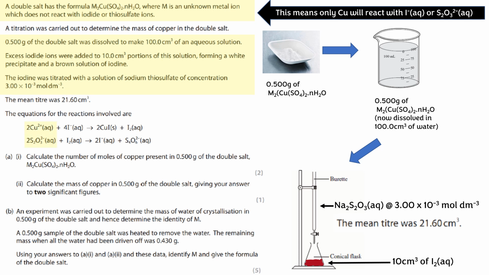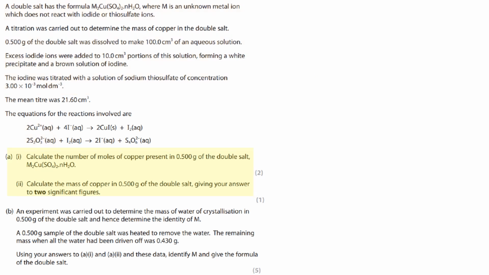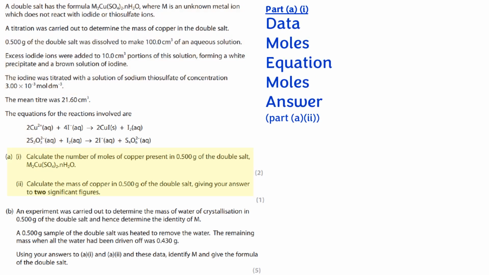So the mean titer was 21.60 centimeters cubed. And from the two equations, you can see it's a 1-to-1 mole ratio in its simplest form between copper 2+ and thiosulfate. So let's clear some space to do this calculation. There's two parts to part A. So part A, part 1, and part A, part 2 can both be covered by the data moles equation moles answer technique.